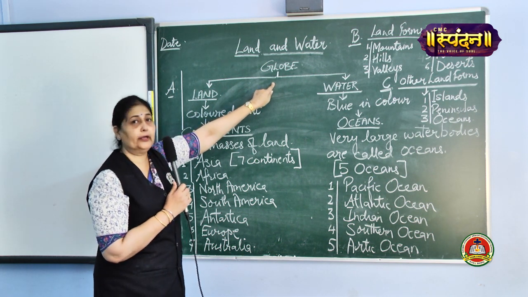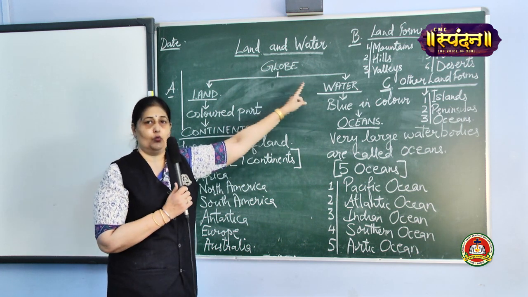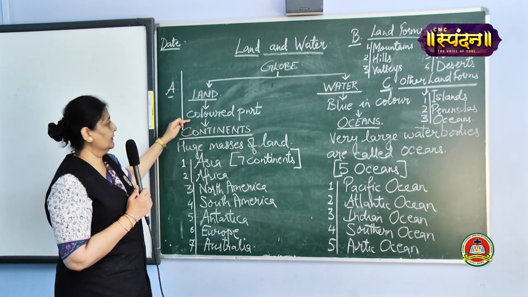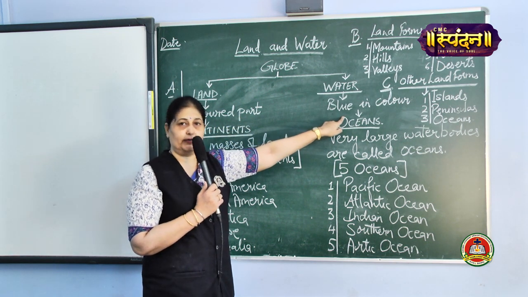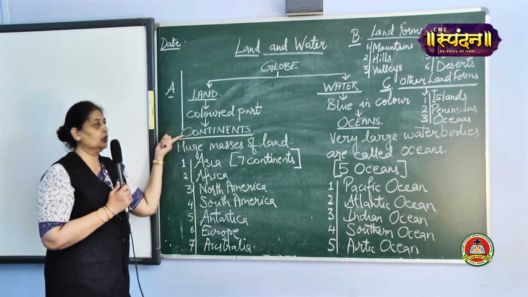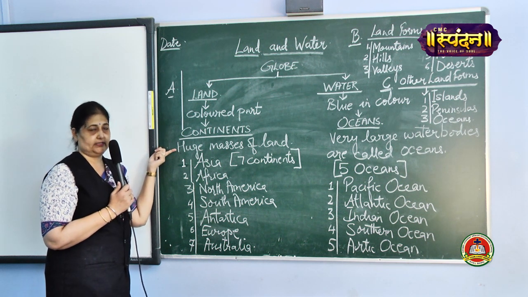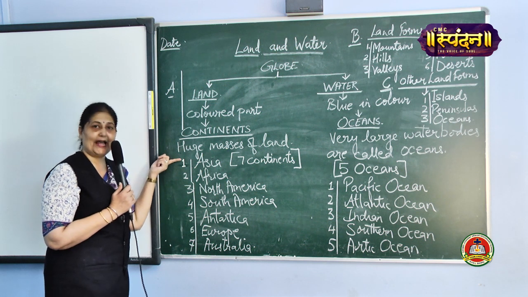All right? Two important features that can be seen on a globe are land and water. Land is shown in colored parts. Water is shown in blue color always. The colored parts are called the continents. Children, there are 7 continents. What are continents? Continents are huge masses of land.